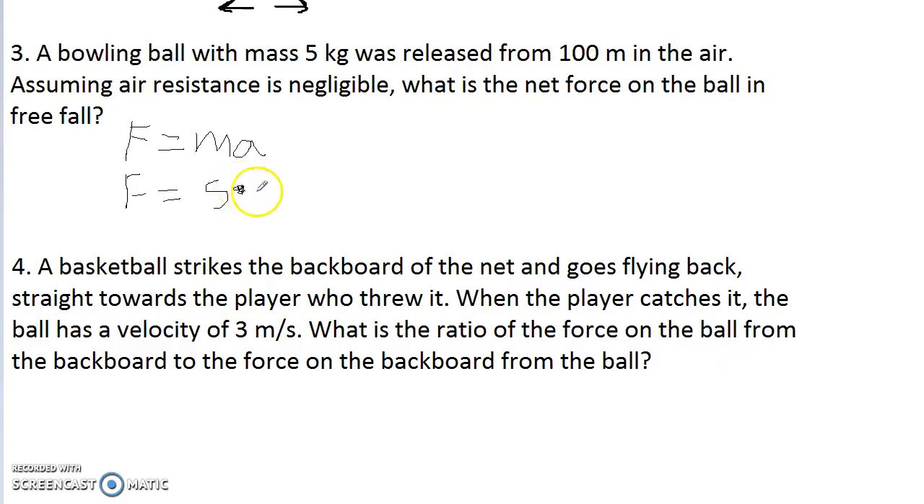And you should know by now that the acceleration due to gravity near the surface of the Earth is approximately 9.8 meters per second squared. So we'll just put 9.8 there. And then at this point, all we do is just multiply them together. And it comes out to about 49 newtons. So again, just a quick application of Newton's laws, and we're all set.